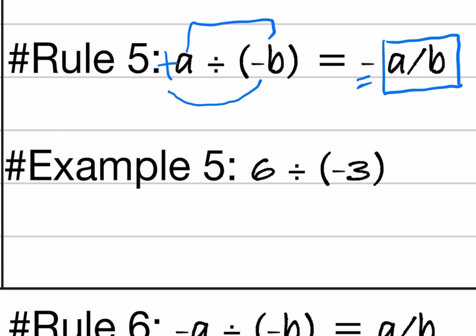So let's do one example. 6 divided by 3 is 2. And then the invisible plus in front of this number. So when we multiply the plus and minus, we get minus 2.